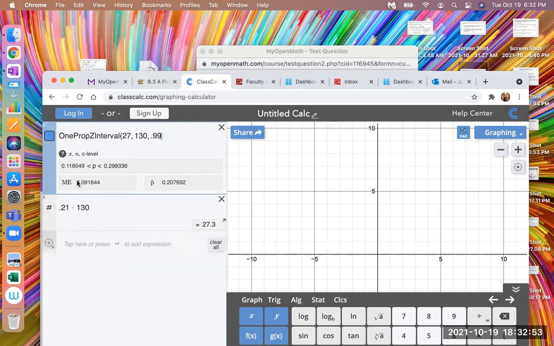Okay, and then we just have the lower, and there's our lower and upper bound, our margin of error, and then our p hat, it was supposed to be 21 and it's 20.7, so it's a little bit off. So this probably is very close to the answer. Let's see what our answer is though.